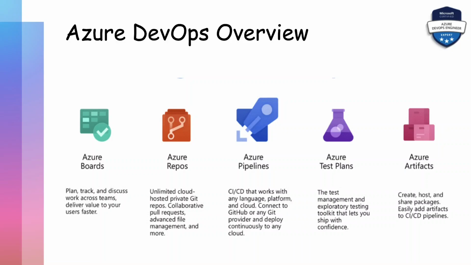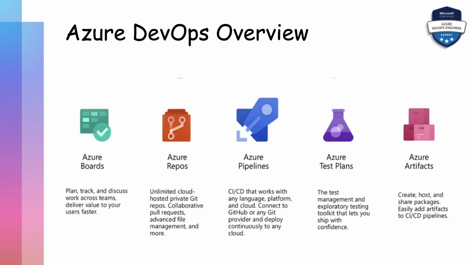First of all, we have Azure Boards. A short definition: it helps us plan, track, and discuss work across teams and deliver value to users faster. It's like a dashboard in which we can write everything related to our project, and we can track those changes.